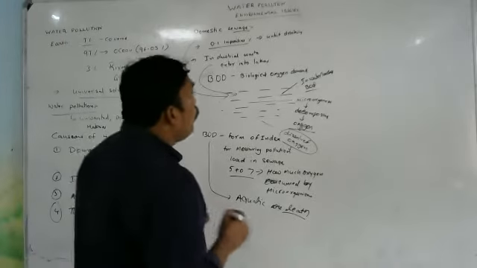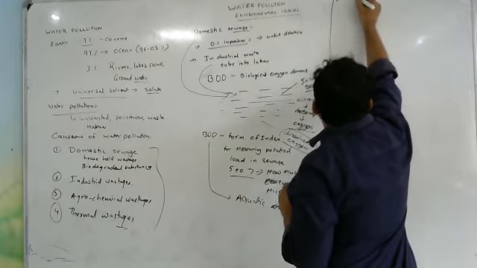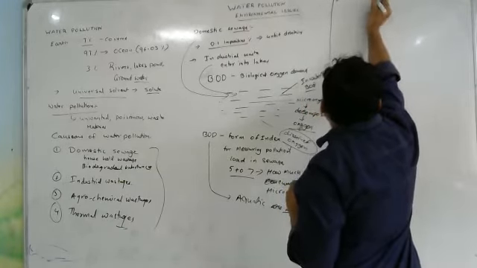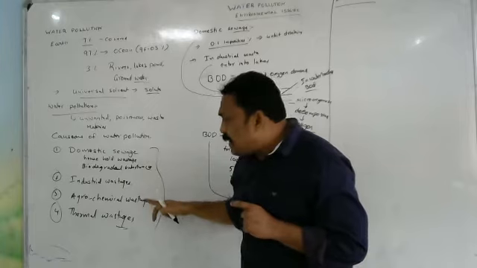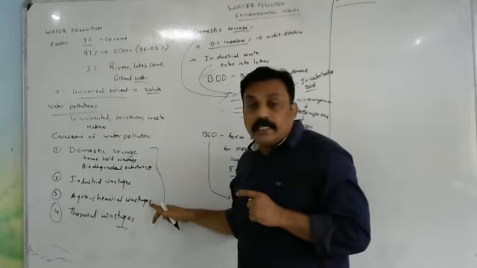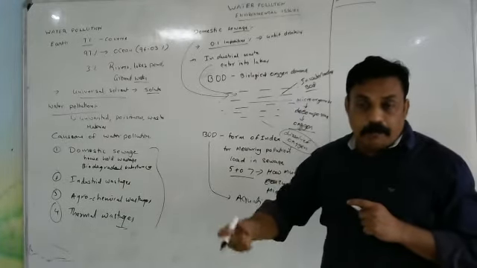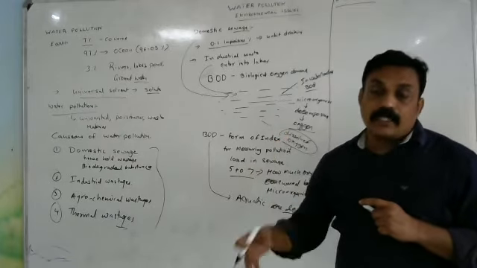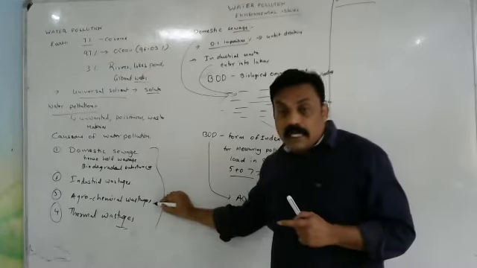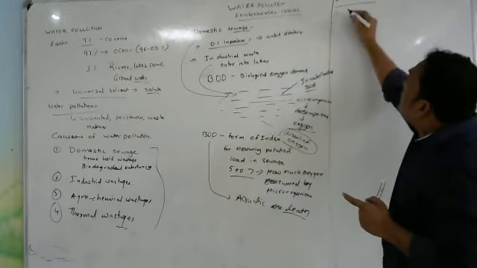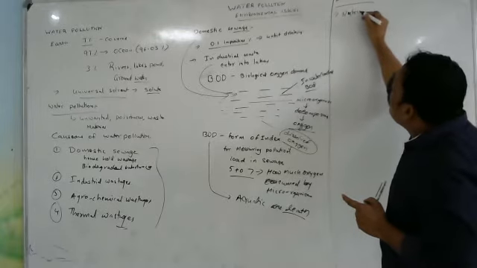Next one, eutrophication. So what is eutrophication? In water, domestic sewage, industrial sewage, and agrochemical wastes enter. Agrochemical means what? In agriculture, we use many pesticides, insecticides, urea and fertilizers. Finally, slowly, what will happen? These agrochemicals are nutrients.